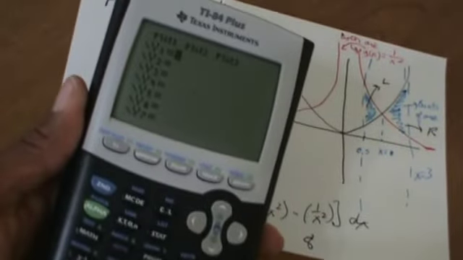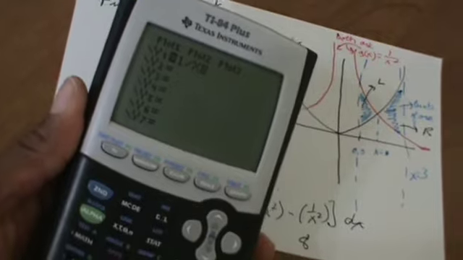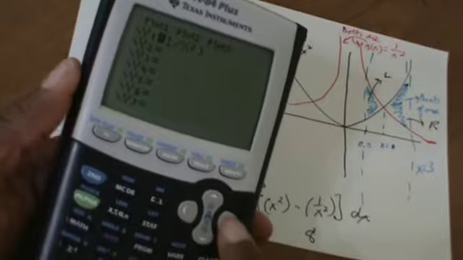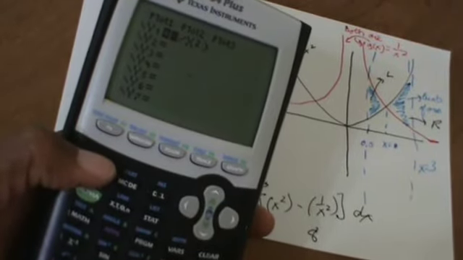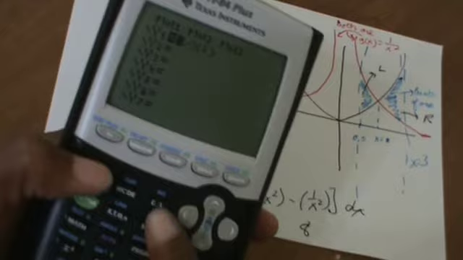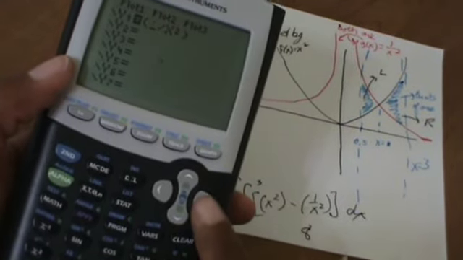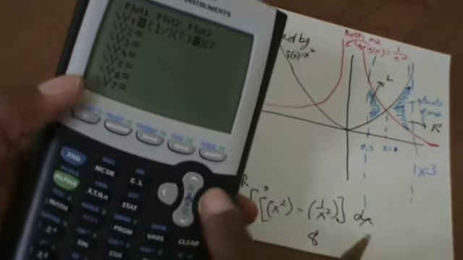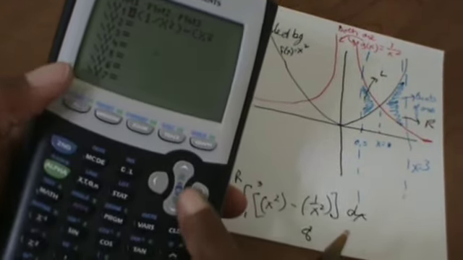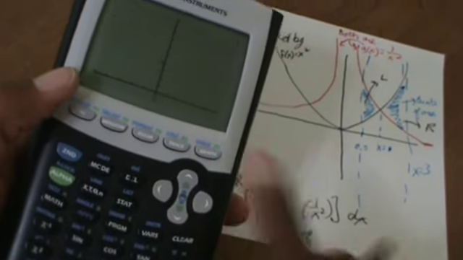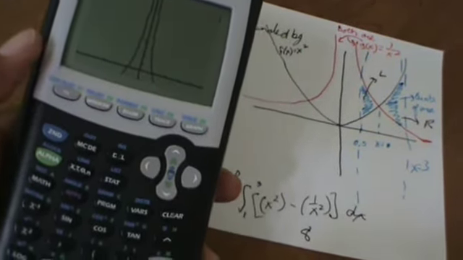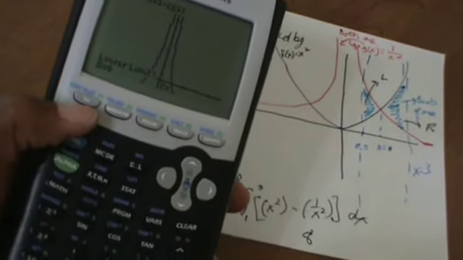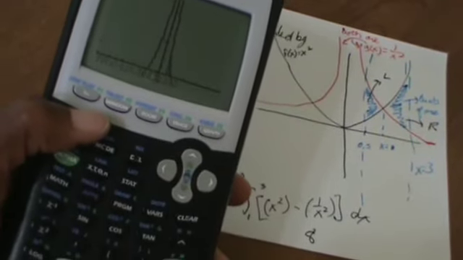So let's see. 1 divided by x squared. Be nice if there were parentheses around that. Oops. Second insert, parenthesis, minus x squared. Ugh. Graph that. Second calc, number 7. Lower limit 0.5 now, and upper limit is 1.